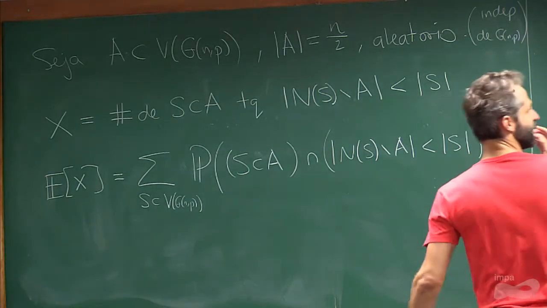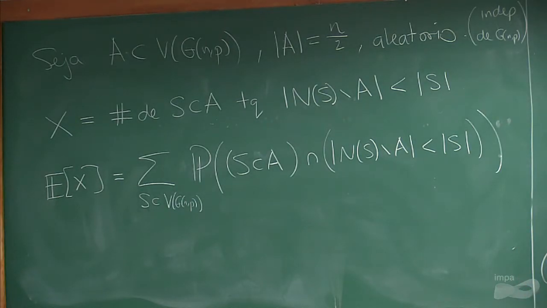Okay, how are we going to estimate these probabilities? You're generating A, but with what probability? I'm choosing a uniformly random subset of size n over 2. You should think of it as, for each element of the vertex set, tossing a coin and putting it in left or right with probability half. It's not quite that, because I want to make sure I end up with exactly n over 2 elements. Otherwise, I'm in trouble.